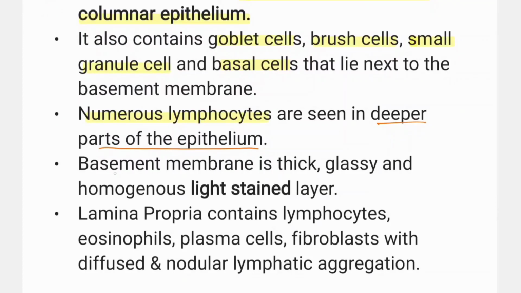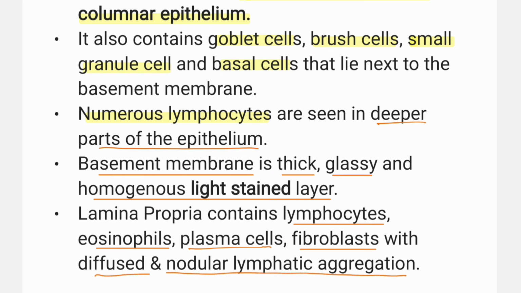The important thing is that the basement membrane is thick, glassy in appearance, and it is a homogeneous light stained layer, so it becomes easy to identify. Now lamina propria. The lamina propria contains lymphocytes, eosinophils, plasma cells, fibroblasts, and diffuse and nodular lymphatic aggregations.